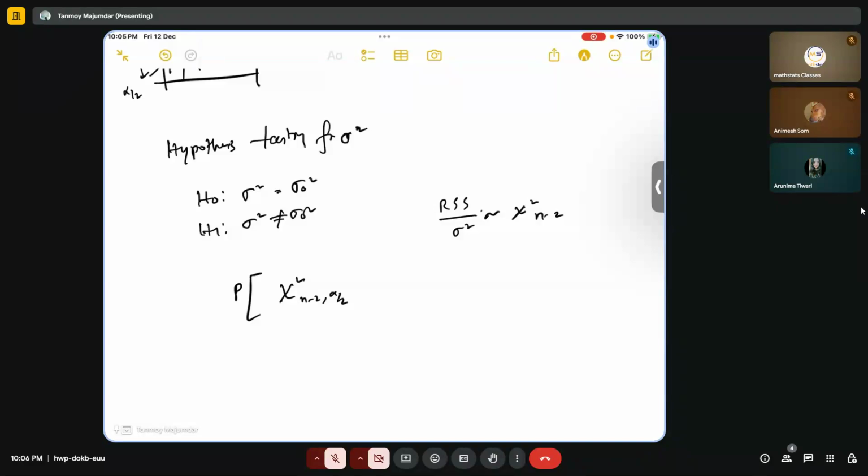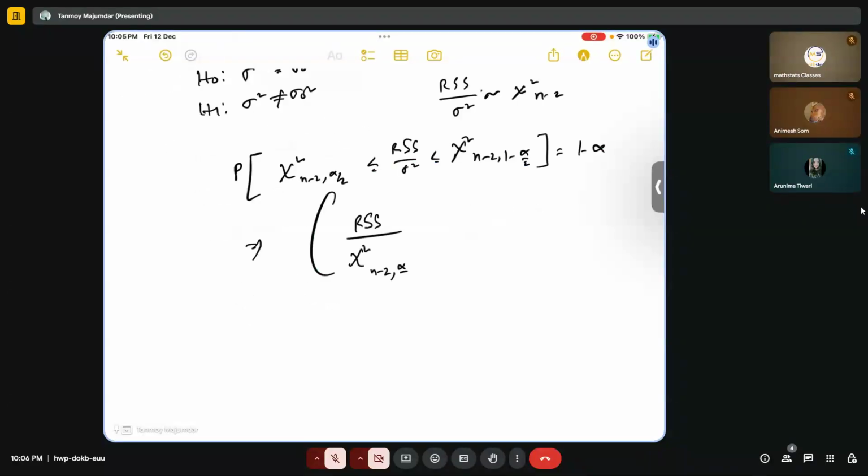So that means we have a confidence interval with chi-square n minus 2 comma alpha by 2, and 1 minus alpha by 2, and RSS by chi-square, the confidence interval for sigma square. You will have to remember this also, because ultimately we need this as well.